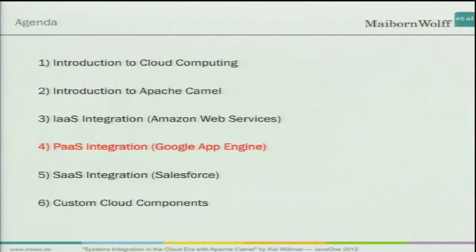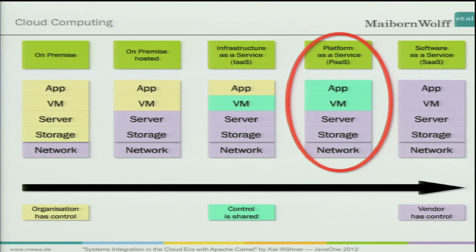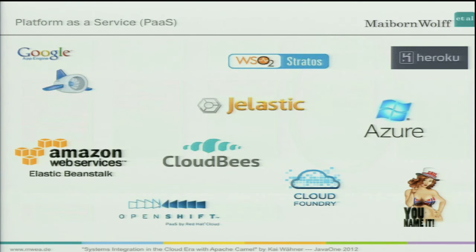So let's continue with Platform as a Service. Here I choose Google App Engine. Let's remember, Platform as a Service, you don't even have full control over your app. So no full control over VM, and you have no full control over your app. And also in the Java environment, many different providers are available already. I have chosen Google App Engine because it was the first one and is probably the most stable one.